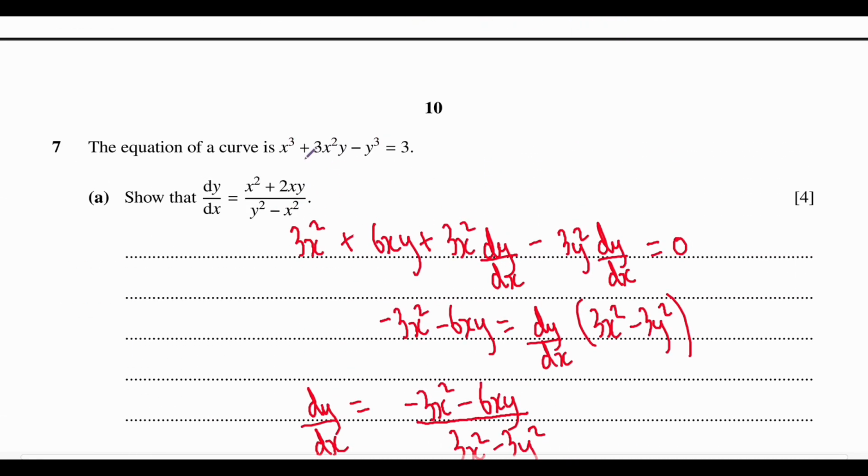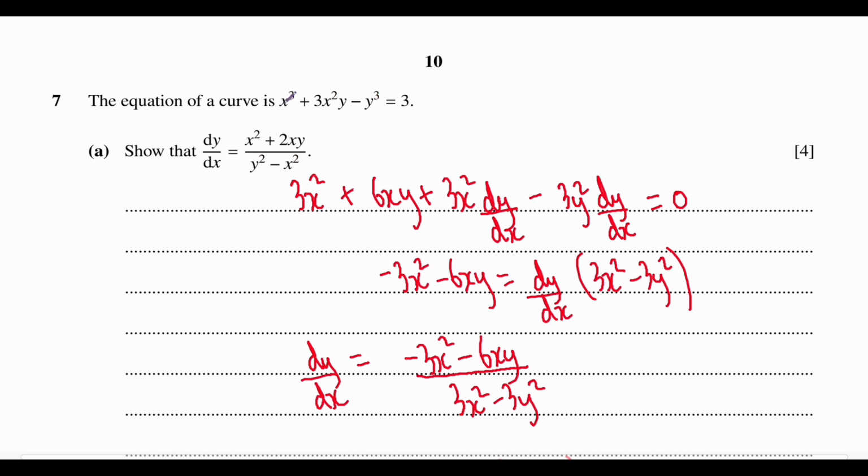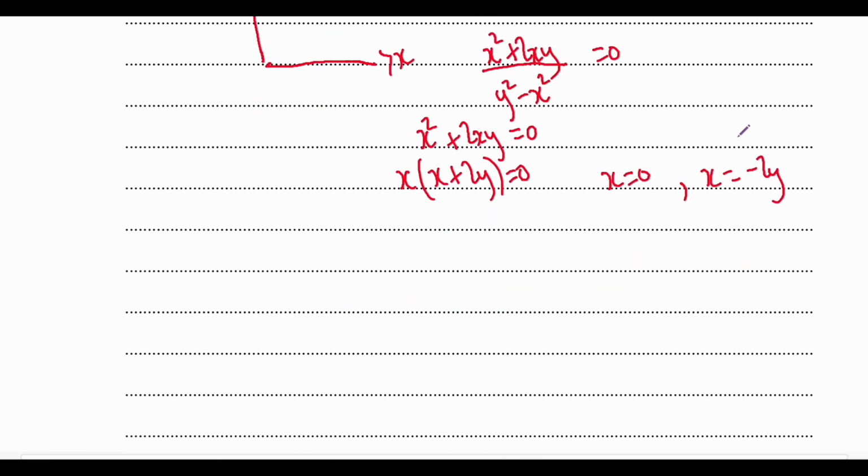So when x is equal to 0, what is y equal to? Well, we have 0 cubed plus 3 times 0 times y minus y cubed equals 3. So you have 0, 0, and minus y cubed equals 3. So minus y cubed equals 3. So y cubed is equal to minus 3. And then y is equal to the cube root of minus 3. So we can write that back here. So one of the coordinates is 0 and cube root of minus 3.